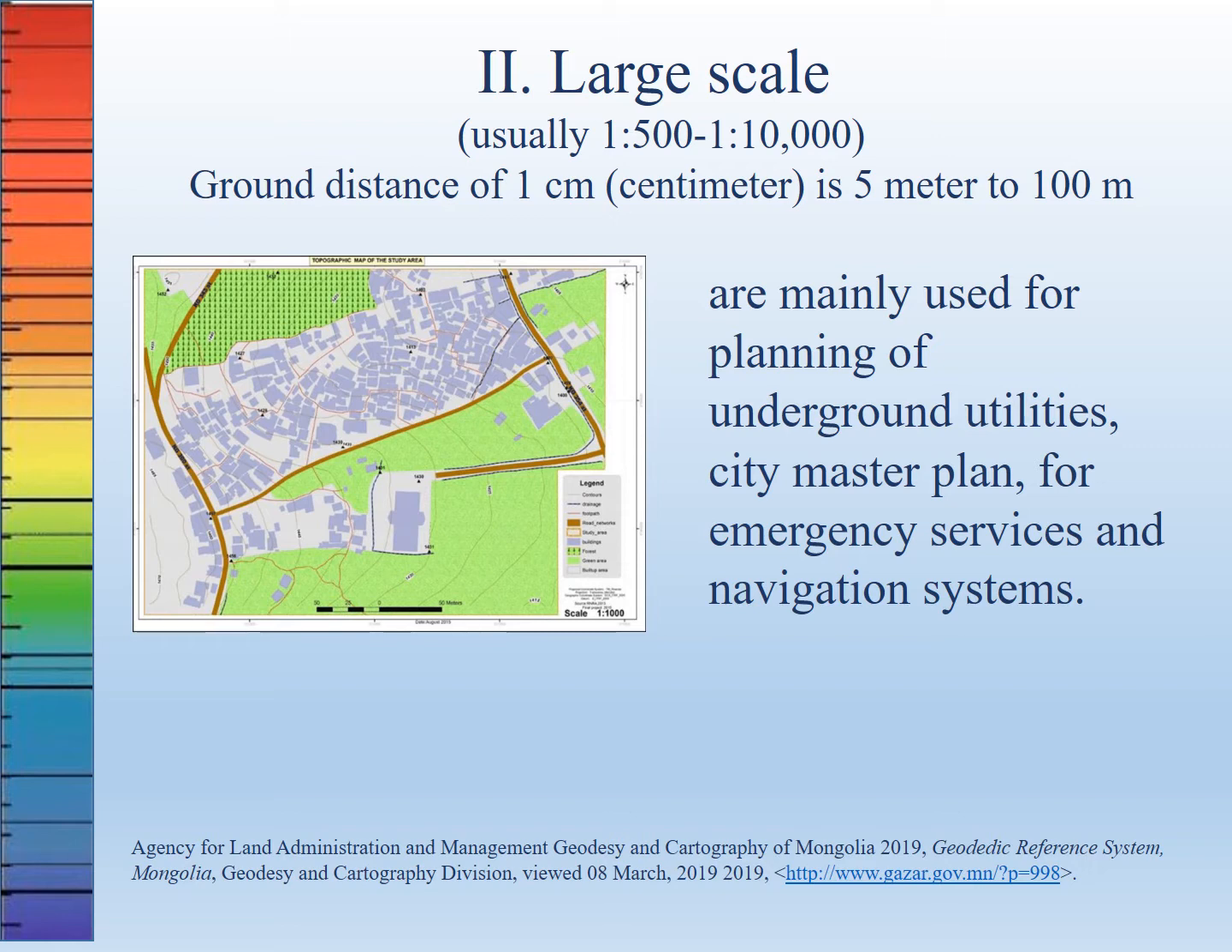Map scales appear in ratio, which represents how many centimeters fit in 1 centimeter. For example, the large-scale map of 1 to 500 means that 500 centimeters or 5 meters fit in 1 centimeter. The large-scale maps are mainly used for planning of urban infrastructure, especially for the underground utilities. They are also used for creation of city master plans and can serve as a precise background map for navigation systems as well.